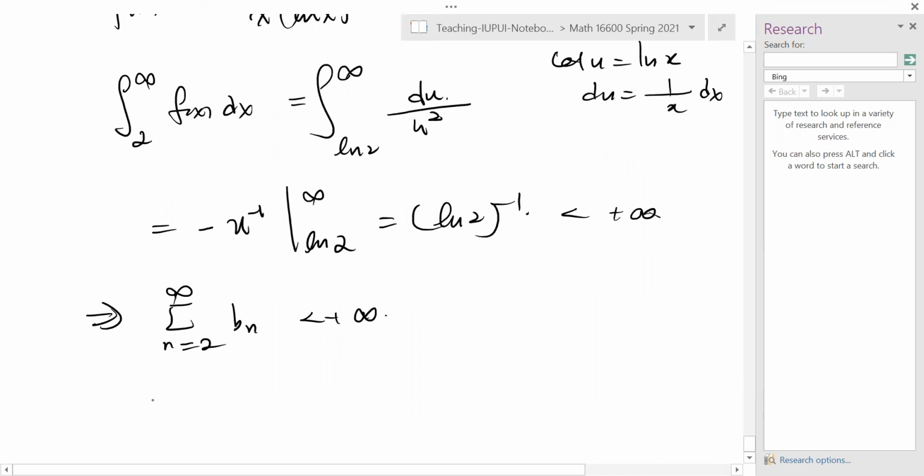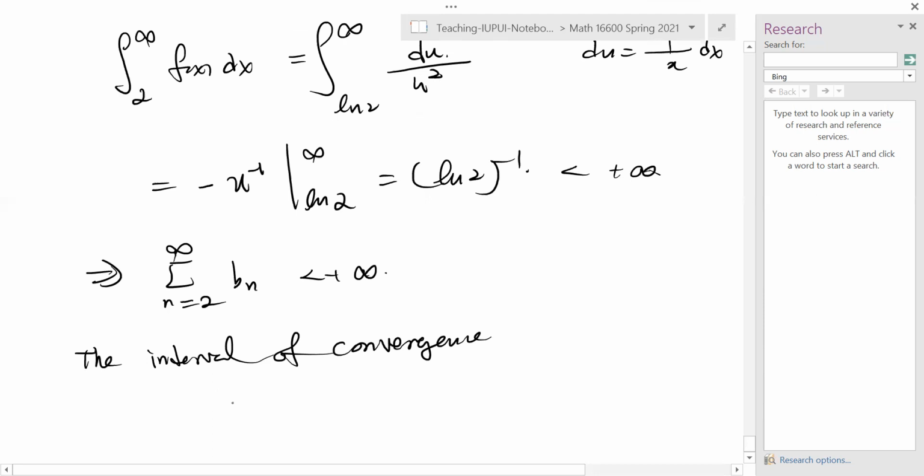Then the interval of convergence is going to be from -1 to +1. Absolute value of x less than or equal to 1. That includes all the points.